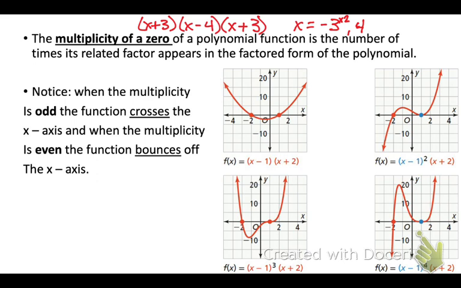Okay? When the multiplicity is odd, like 1, or what's another odd? 3, or 5. Okay. The graph, the function crosses the x-axis. When the multiplicity is even, 2, 4, 6, 8, it what? Bounces off the x-axis. So when I look at these pictures here, you don't need to write them down. We don't have time for you all to wait.